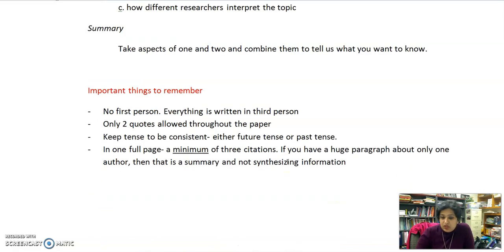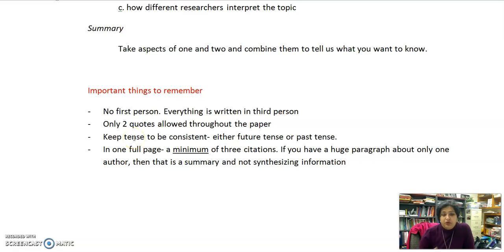Some things to think about as you are writing the paper. There is no first person. There will be no I, we, or us in the paper. Everything is written in third person. You are only allowed 2 direct quotes throughout the paper. So that is another thing to keep in mind.